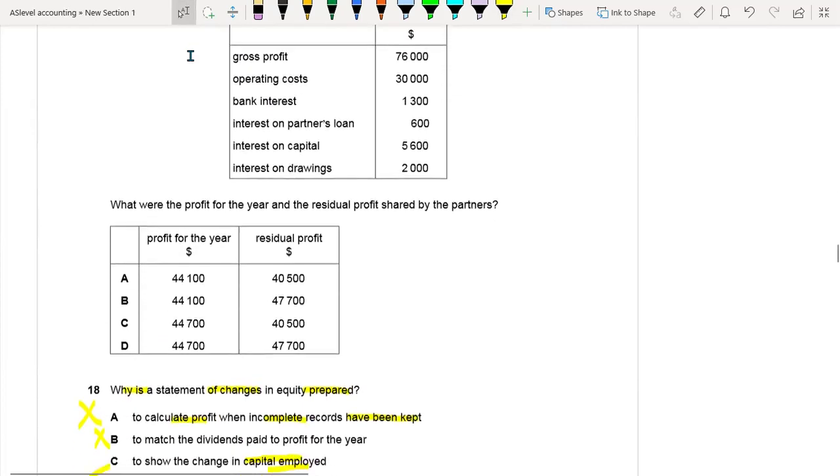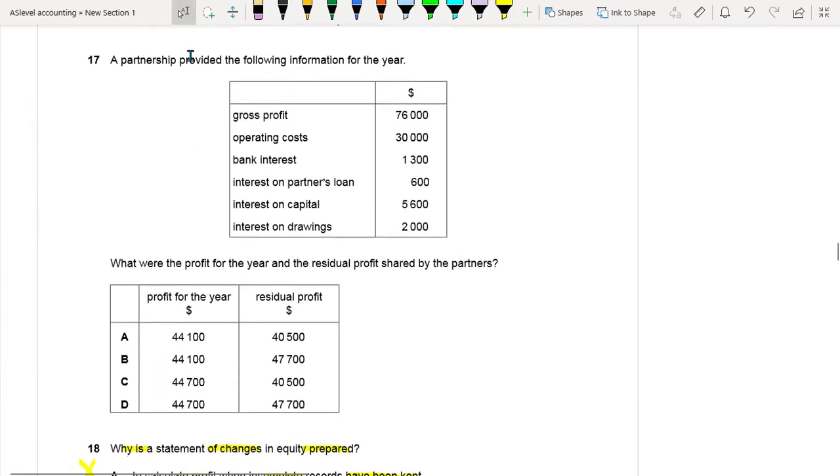Okay. So let's see question number 17. In question number 17, a partnership provided the following information for the year. We have the gross profit, operating cost, bank interest, interest on partners' loan, interest on capital, interest on drawings. What were the profit for the year and residual profit shared by the partners? So we have to find out the profit for the year, and after that we will find the residual profit. This is very, very easy. So how can we find it out?